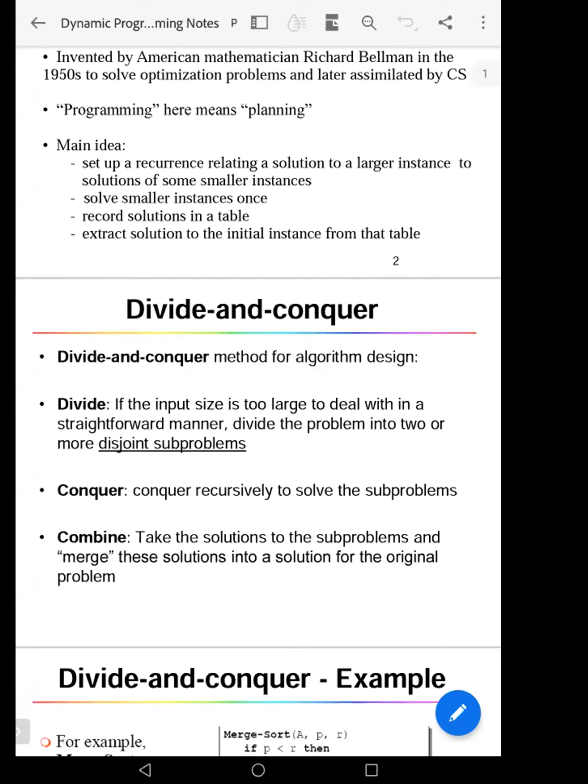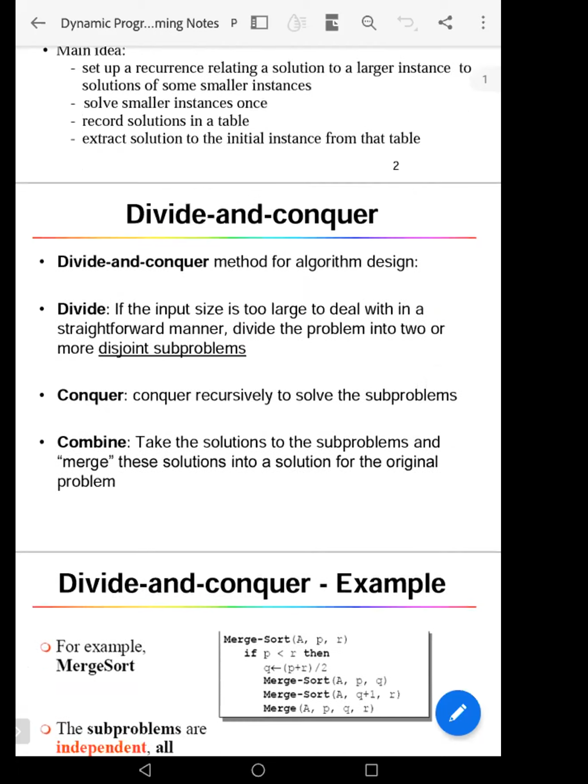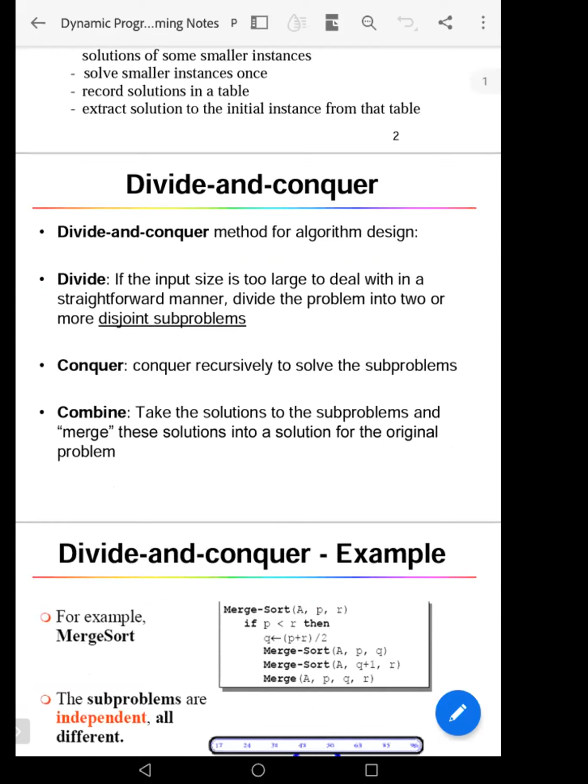Divide and conquer is an algorithm design technique. It is a top-down approach, while dynamic programming is a bottom-up approach. When the input is too large to deal with in a straightforward manner, we divide the problem into two or more disjoint subproblems. Then we conquer, which means we recursively solve the subproblems. And after conquering, we merge or combine the solutions of the subproblems to get the solution of the original problem.